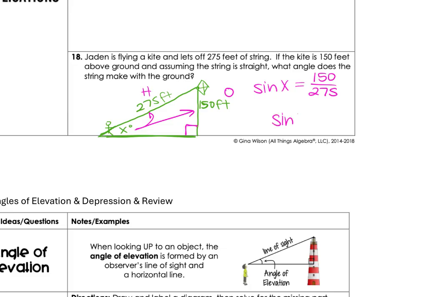Okay, how do you find X? The inverse sine. If you're solving for an angle, it will always be an inverse. Did you hear that? If you're solving for an angle, you must use the inverse. You cannot solve for an angle without the inverse. Inverse sine of 150 over 275. And what do you get? X is 33.1 degrees. Questions on that?